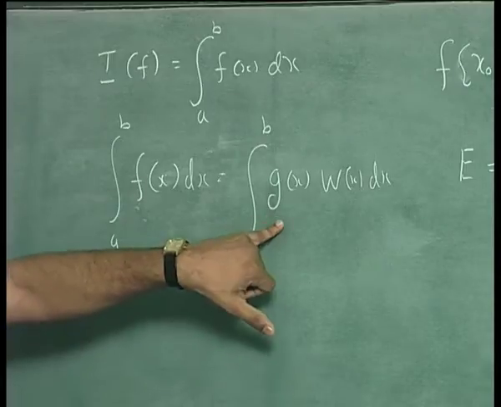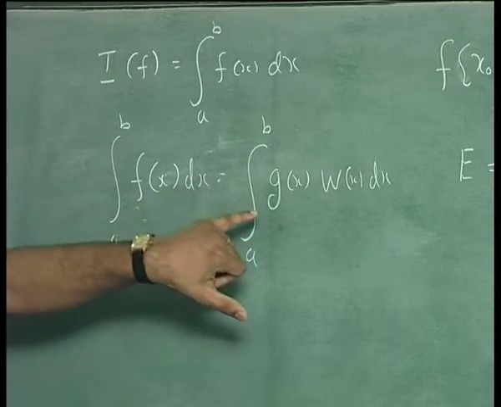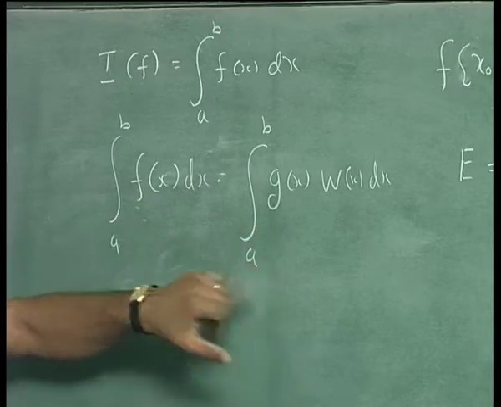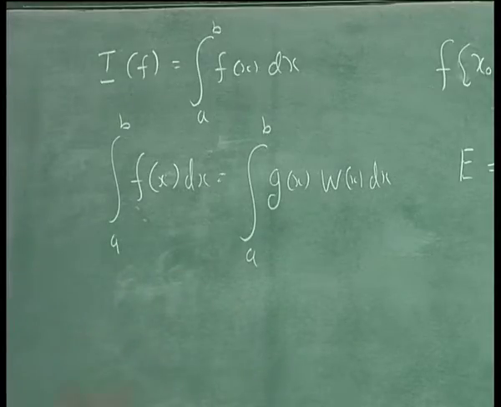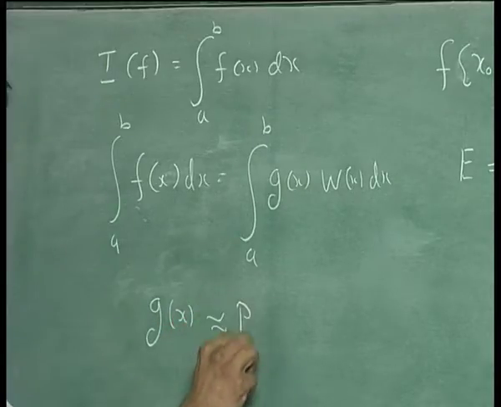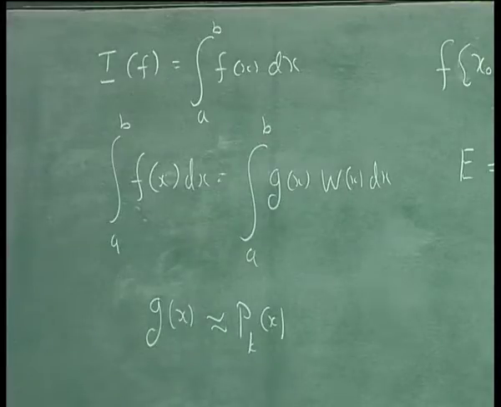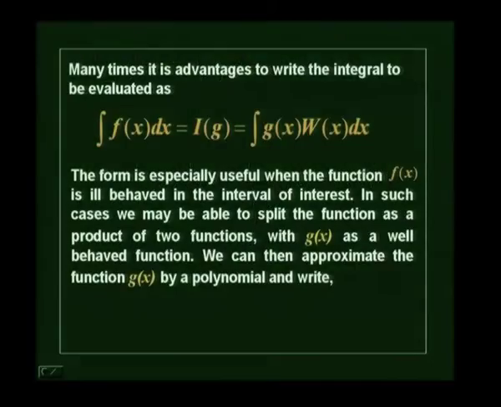Now, g of x we are going to approximate by a polynomial pk of x, a kth order polynomial. That is what we are going to do. So, we will write I of g as the integral of g of x w of x dx. When we say I of f, we did not have the w. So, just to distinguish from that, we write I of g, and we say that it is the integral of g of x w of x dx.